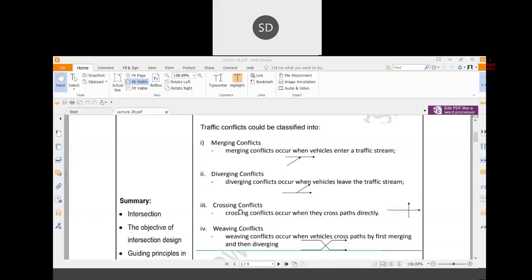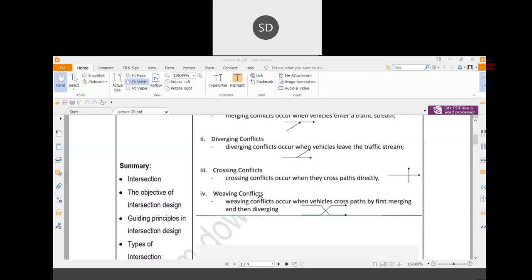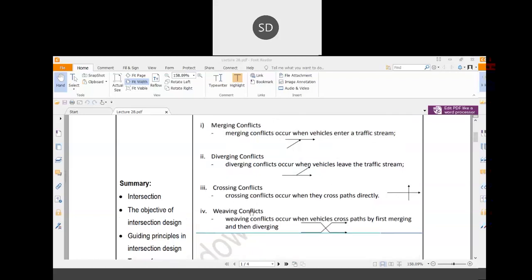Now the crossing conflicts are basically the major type of conflict, and then there is the weaving conflict. Suppose one particular vehicle is going for a right turn and another stream is going in another direction, and a conflict point is generated which is like a crossing conflict point. That type of conflict is called a weaving conflict point. A weaving conflict point occurs when vehicles cross paths by first merging and then diverging, so the vehicles will first diverge then merge, or first merge then diverge. So these are the 4 conflict points.